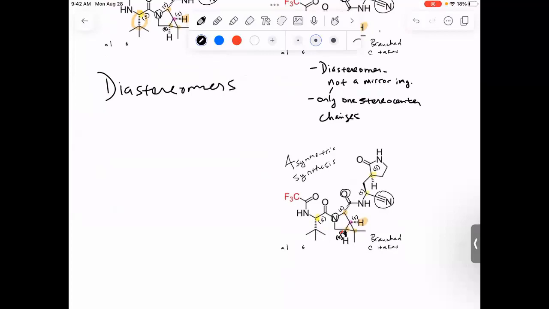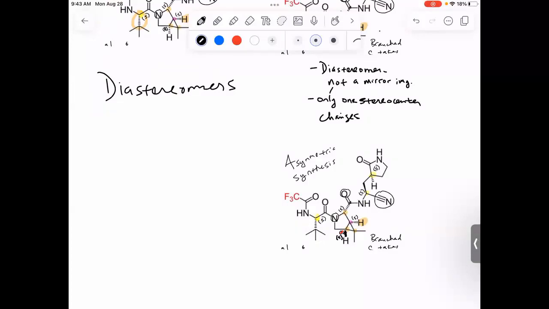Other questions? Anything? So let's have a little bit of a recap. So an enantiomer is what? Somebody give me that definition. A non-superimposable mirror image. A diastereomer is what? Is it a mirror image? No, it is not. But it is a stereoisomer. It's just not a mirror image, right?